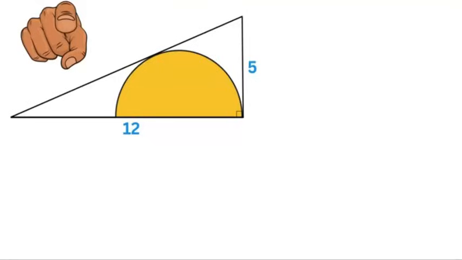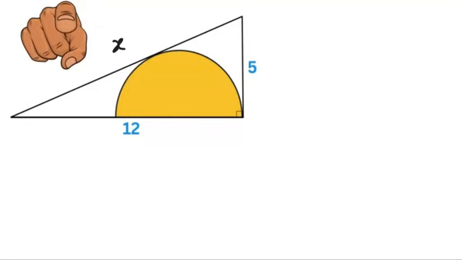Today we have this interesting geometry problem for Olympiad. We have an inscribed semicircle inside a right triangle, and two of the sides are given, 12 units and 5 units. Our job is to find the area of this semicircle. So let's get started. Now, the longest side of this right triangle is not given, so let's call it x.